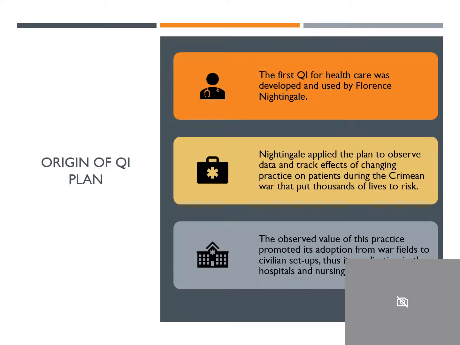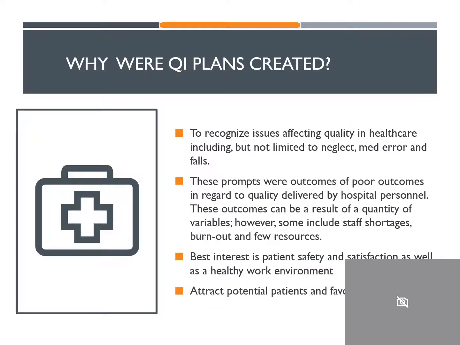Where did the quality improvement plan originate from? Well, the first QI for healthcare was developed and used by Florence Nightingale. She applied the plan to observe data and track effects of changing practices on patients during the Crimean War, which put thousands of lives at risk. The value of this practice promoted its adoption from warfields to civilian setups, thus helping hospitals and nursing facilities today.